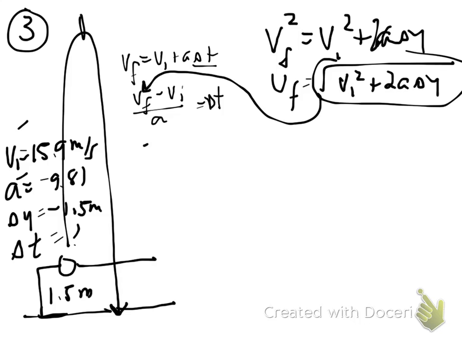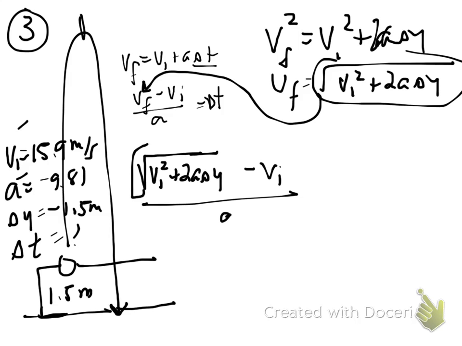So what we get is the square root of VI squared plus 2a delta y, minus VI, all over acceleration, equals delta t. And at that point, you're just plugging stuff in. The things to be careful about are making sure that you get the right delta y. VI is easy, a is easy. So we end up with a raw answer.